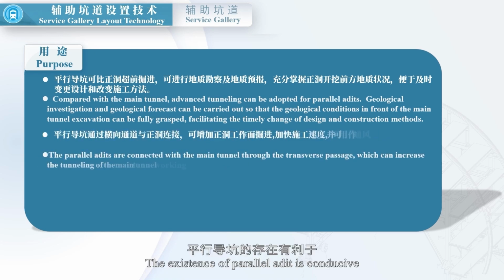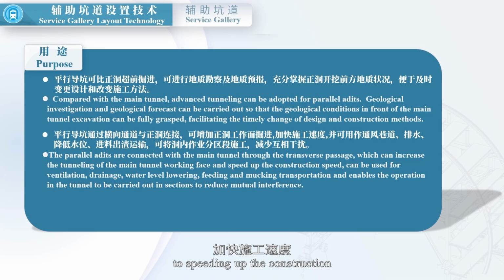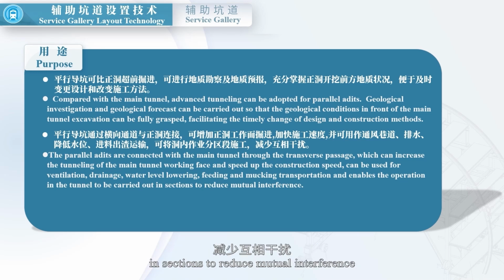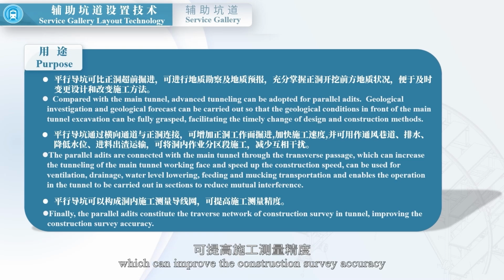Meanwhile, the existence of parallel adit is conducive to speeding up the construction and can be used as a ventilation drift or for drainage, lowering of water level, feed and muck transportation. The operation in the tunnel can also be carried out in sections to reduce mutual interference. Finally, the parallel adit constitutes the traverse network of construction survey in tunnel, which can improve the construction survey accuracy.